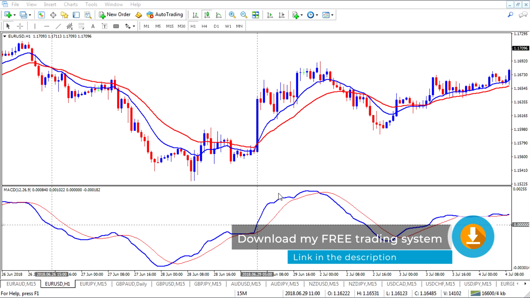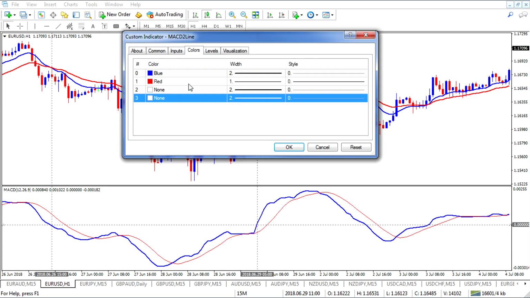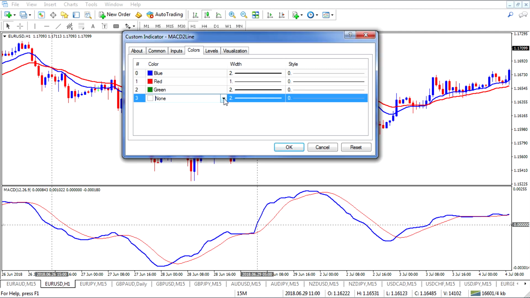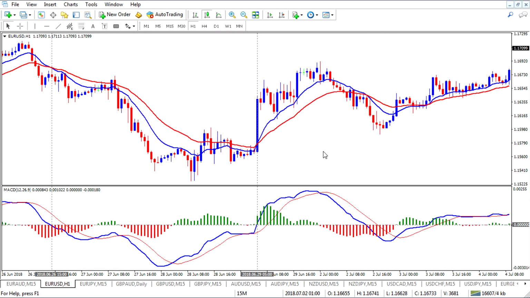And now we'll add in the final details. We'll go green. These are the histograms. And red. All right. So what the histograms represent is the same thing the MACD represents on the price. We're looking at the difference between the MACD line and the signal line. So when the MACD line moves above the signal line, we get a green histogram above the 0 line. When the MACD line moves below the signal line, we get a red histogram below the 0 line.